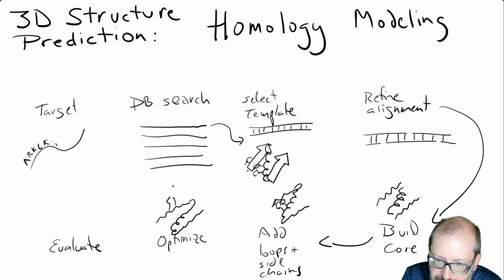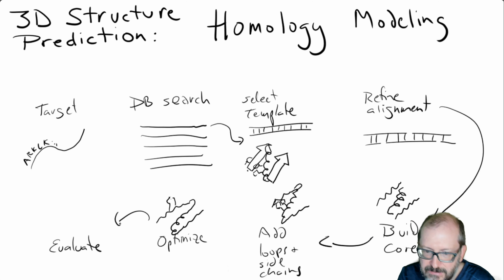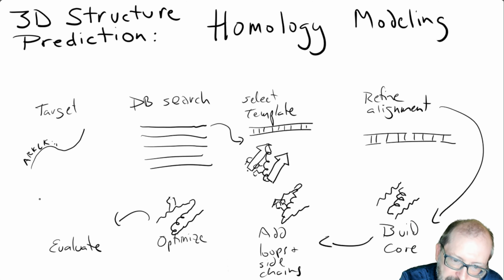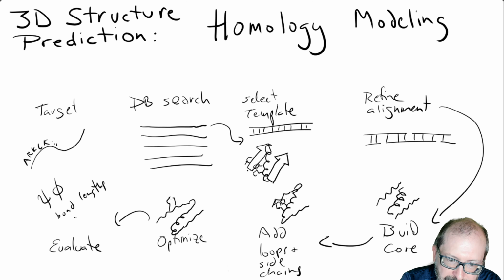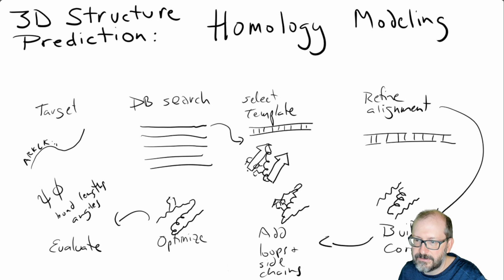So once it's optimized, then you go to this last step, which is to evaluate, and you do things like look at the phi and psi angles and make sure that they're all in allowed regions of the Ramachandran plot. You look at things like bond lengths and angles and everything else that you would do even as an experimentalist to check the quality of your protein. Okay, so now let's get into this in detail.